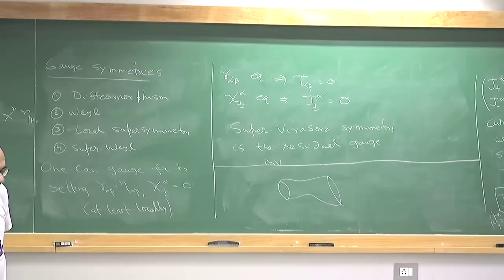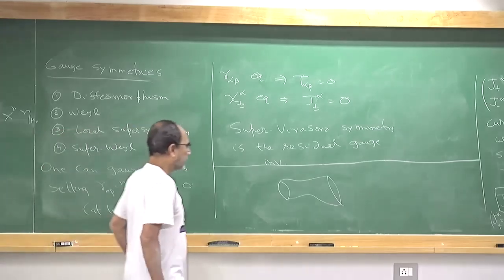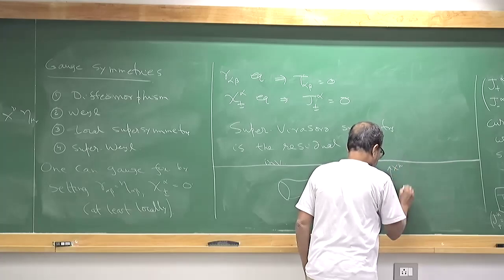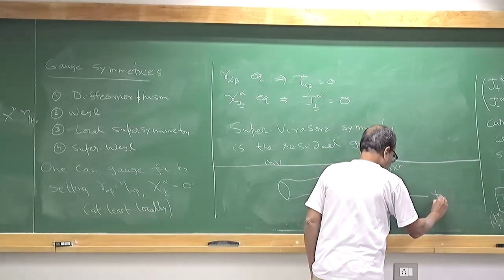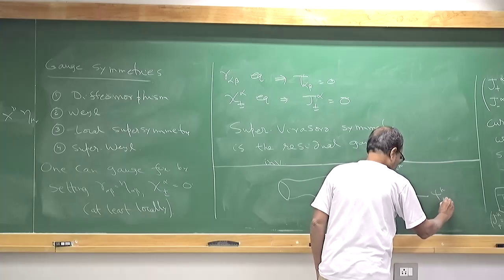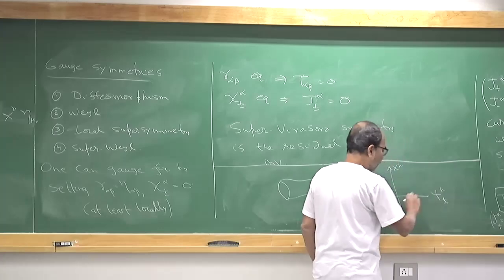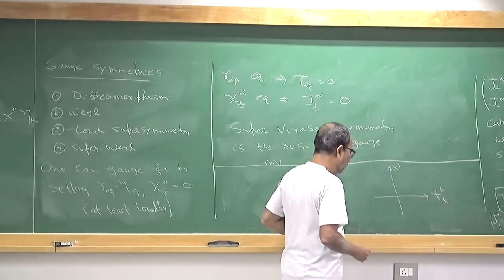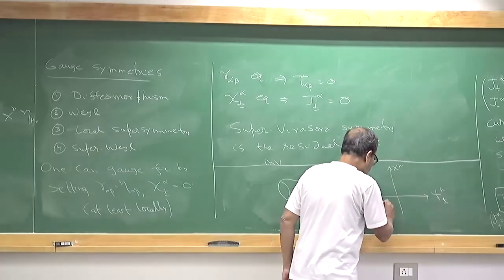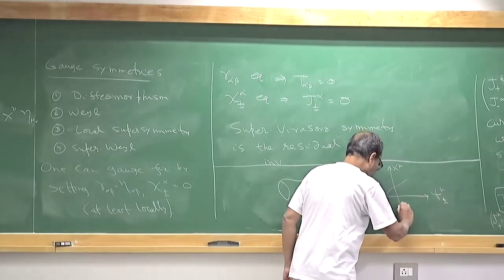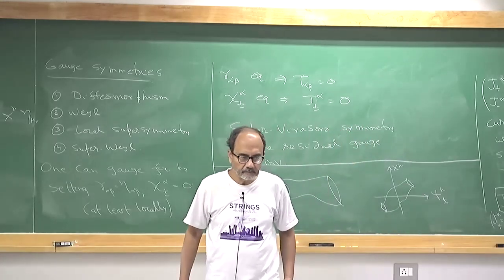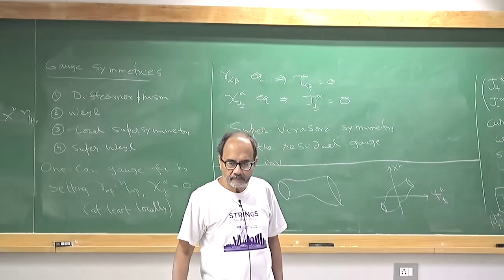Is that clear? So the target space you can write as x mu in this direction, psi mu plus minus. This is of course a multi-dimensional space, but roughly you can think of it this way. And the worldsheet is a surface embedded in this target space. Is that clear?